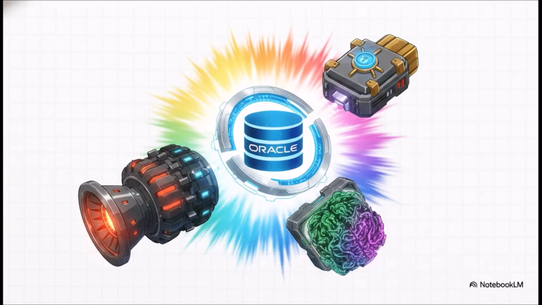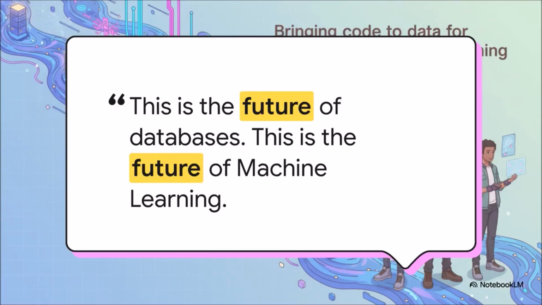With Oracle 26 AI, the database is evolving. It's not just a place to store your data anymore. It's the storage, it's the compute engine, it's the query optimizer, and now it's also the machine learning engine. It's everything, all in one place, working together seamlessly. So yeah, this isn't just some new feature in a long list. It's a whole new direction. This is the future of databases, and it's for sure the future of machine learning. The old model is officially dead. From now on, we bring the code to the data.